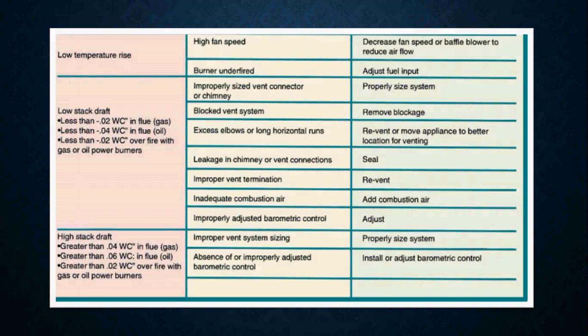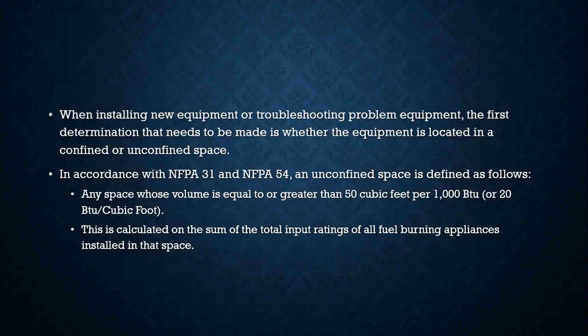If you have a high draft or a high stack draft, say, for example, greater than 0.6, you're going to have to look at the venting on it. You're going to have to look at the barometric damper. Is the barometric damper set correctly? We need to set our barometric damper to what we're reading on our draft gauge. Is our barometric damper just flopping in the breeze? We have to make sure that all those things are correct.